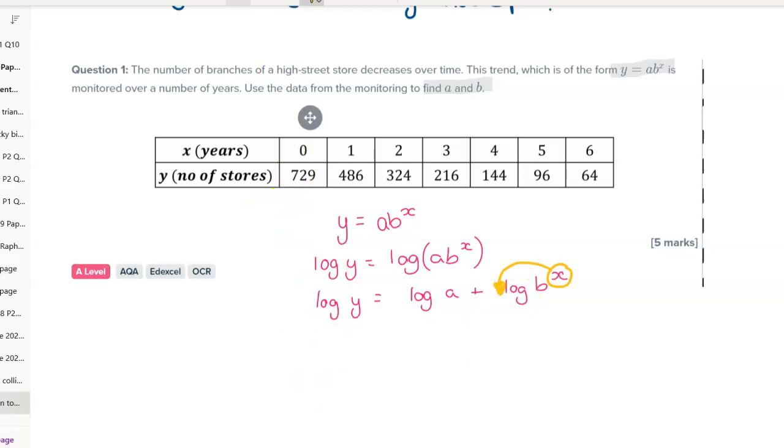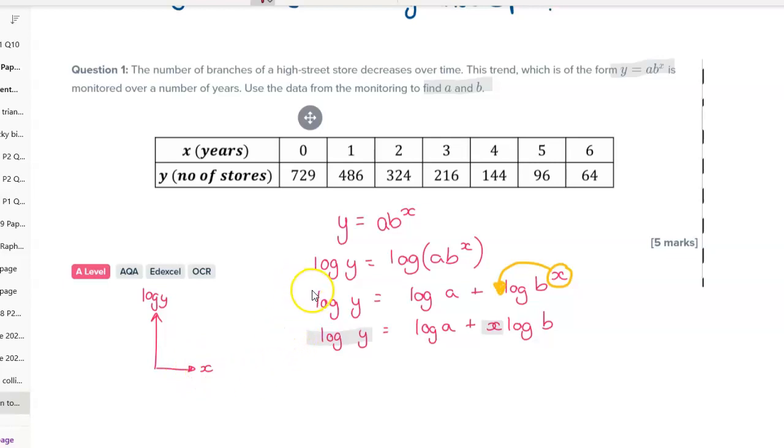Right. So we've got the log of y equals the log of a plus x times the log of b. So this tells us what we're going to plot this time is the log of y, and that is equal to x times the log of b. So on our axes this time, we're going to have the log of y, like we did last time, on our y-axis, and x on our other axis.